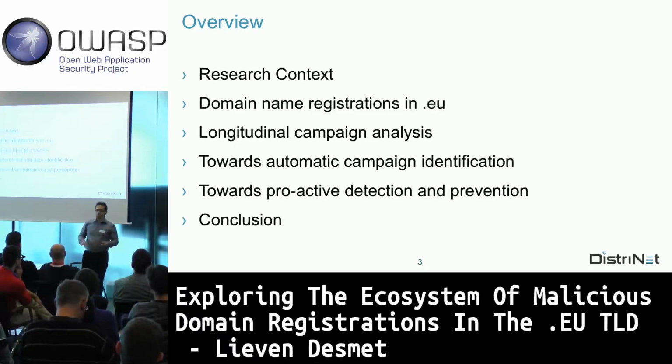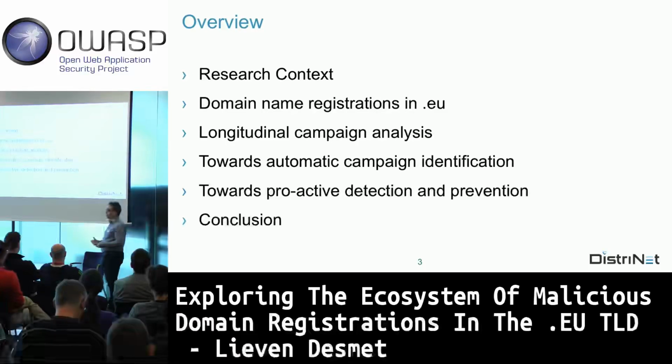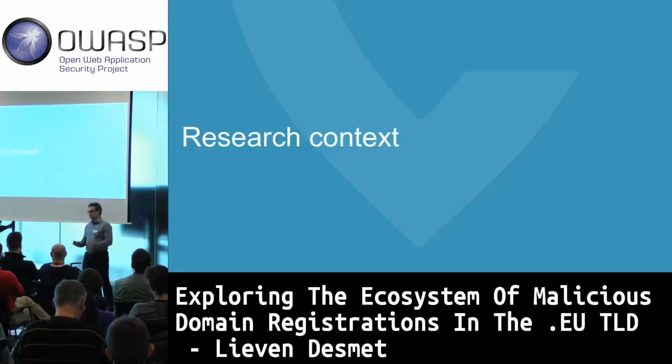And the last two parts in the presentation will be rather short. They are looking forward. If we did all that work of doing the manual analysis, how can we automate this to do this on a more regular time frame, but also on more TLDs? And secondly, if we have all the information available of how attackers work, maybe it's time to take the next step. How can we prevent or detect this as close as possible to the registration time? But first, a little bit of context.